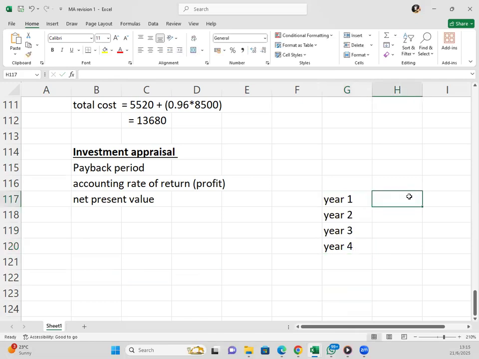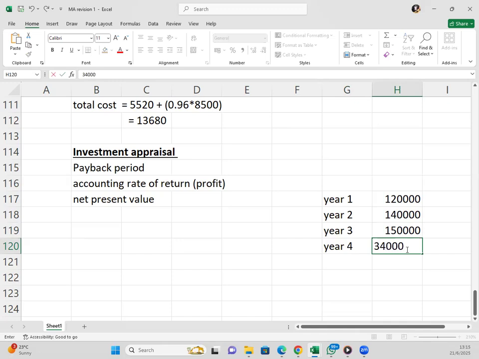So for year one, we're expecting that the project will give us 120,000 Zig. Year two, it will give us 140,000 Zig. In year three, it will give us 150,000 Zig. In year four, it might give us maybe 34,000 Zig. So before I can say this one is the best investment, I might say, yes, the project is going to give us all that, but how much is that in today's terms? Because this can be affected by inflation.